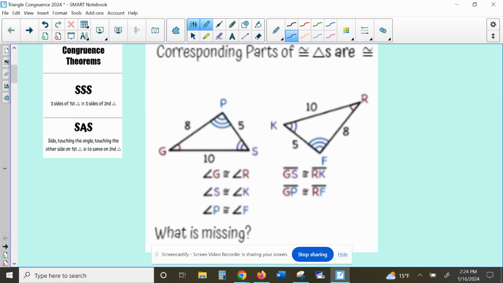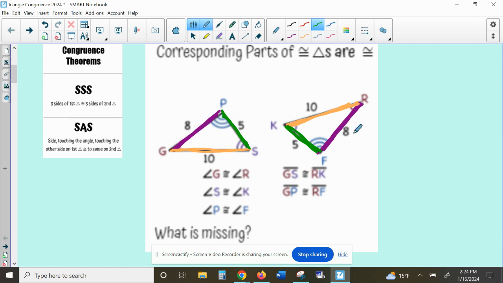So we have from G to P is 8 long. Now you're going to notice on the other triangle from F to R is 8 long. So these 2 purple pieces are corresponding parts of these 2 congruent triangles. Corresponding just means they match on each of the figures. So you're going to see this 10 side from G to S is going to correspond with this 10 side from K to R. And then we're going to have the third side, I'll do green, the PS is 5 long, and it corresponds to or matches the KF on this one.